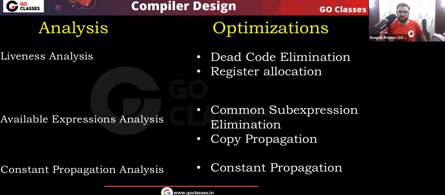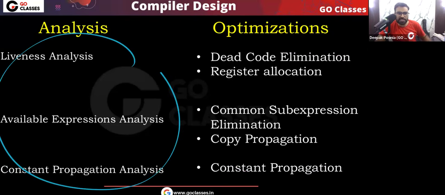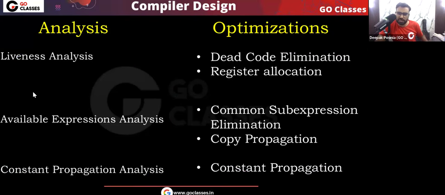These are the analyses that we need to study; they are in the GATE syllabus. You can see we have liveness analysis. Remember, this is analysis, not the transformation. We are just doing the analysis of the source program. Basically, we are figuring out at any statement in this program which variables are live and which variables are dead.